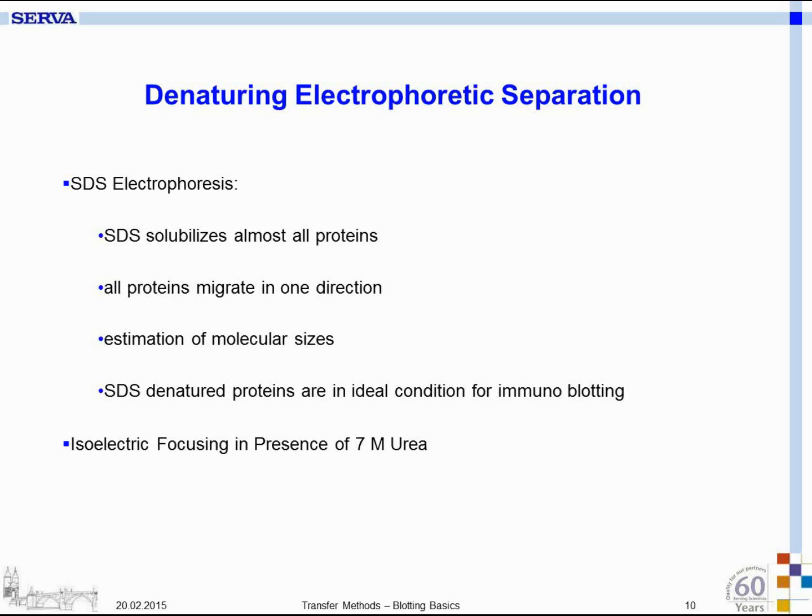If you have to perform isoelectric focusing, then you can do that in the presence of 7 molar urea, and then also here you get an opening up of the tertiary structures and the stretching out of the polypeptides and easier access to the epitopes.